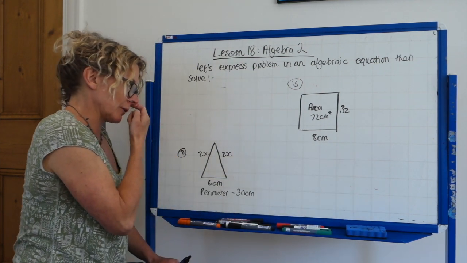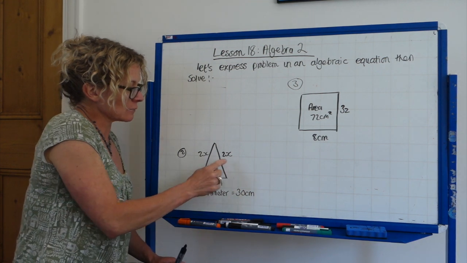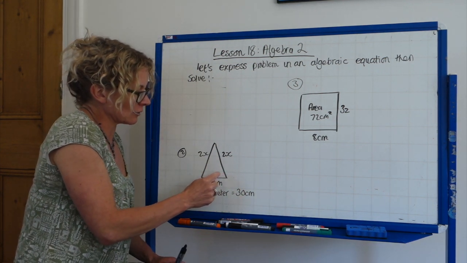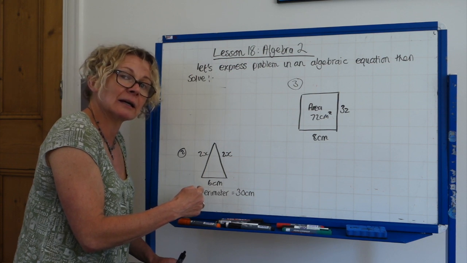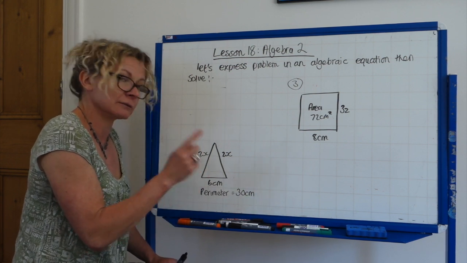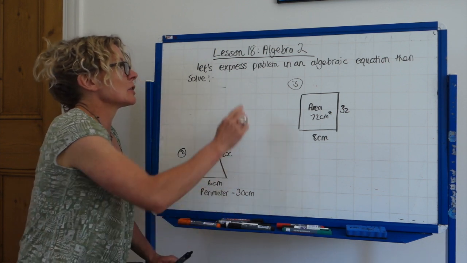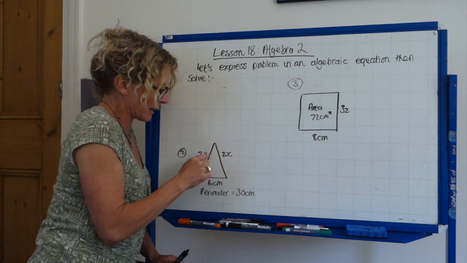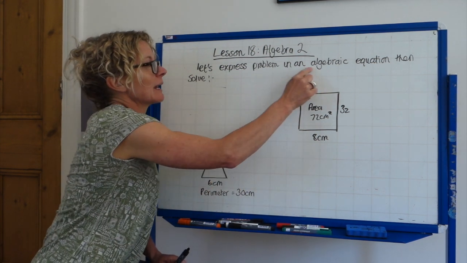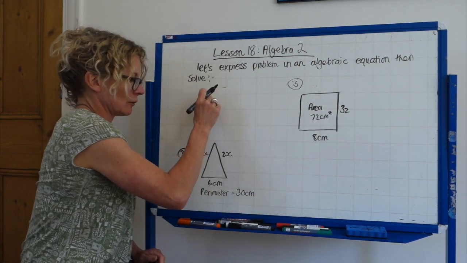So we have, what kind of triangle is that? 2 equal sides, 2 equal angles. On one side it's slightly different. It's called an isosceles triangle. And we know that the perimeter is 30 centimetres. So if we express this problem, because we need to work out what x is, in an algebraic equation, we will be able to solve it. So I'll do my working out up here, okay?